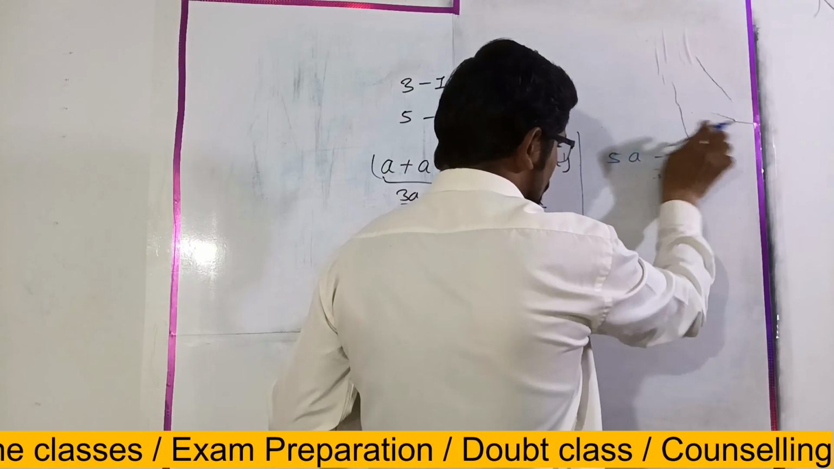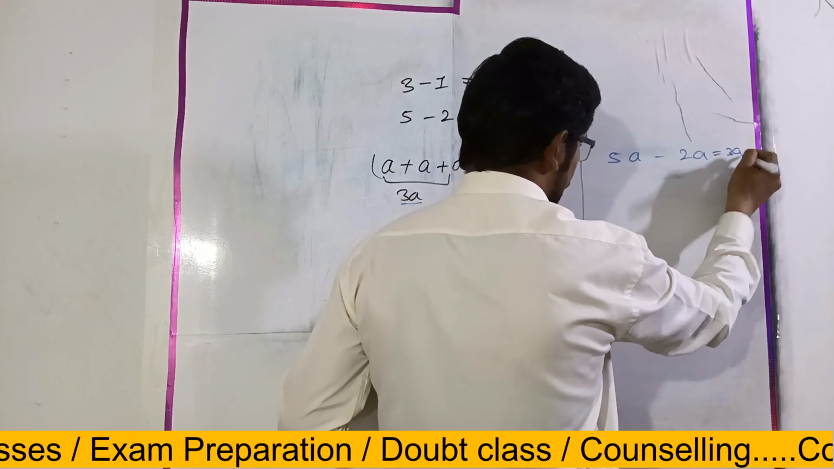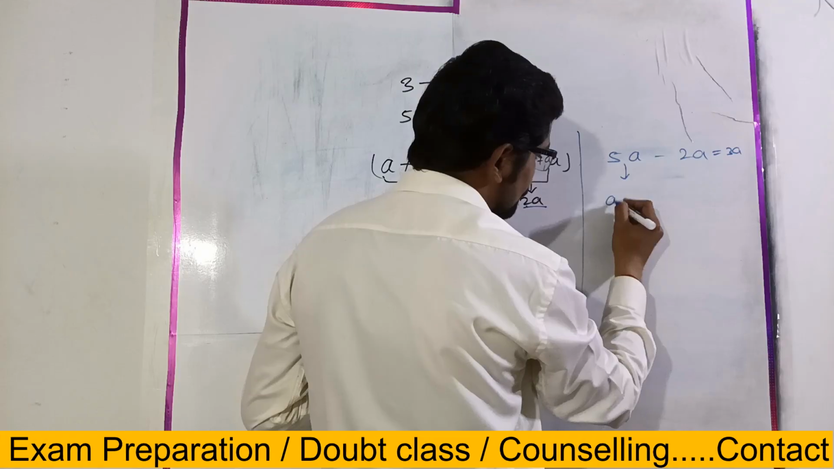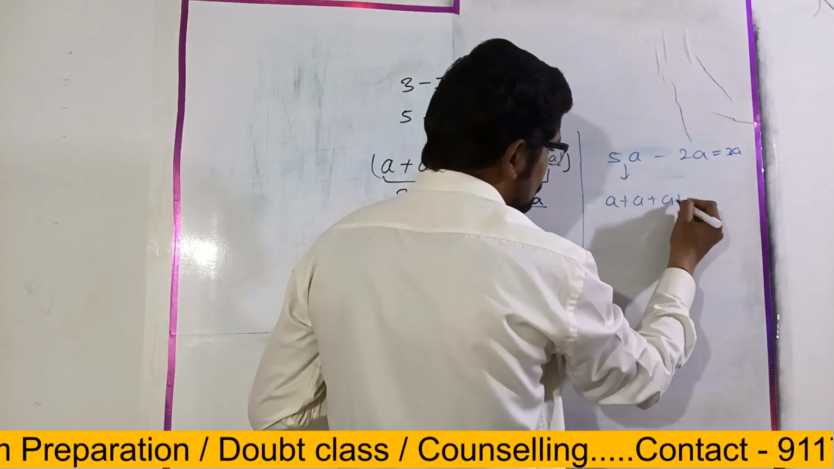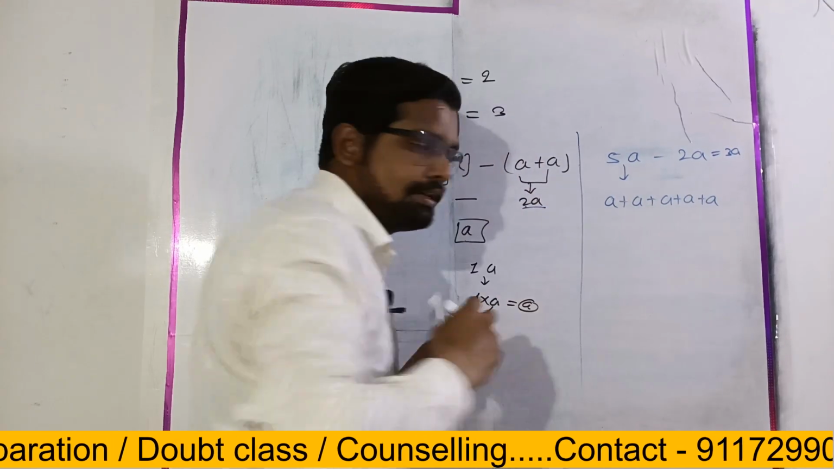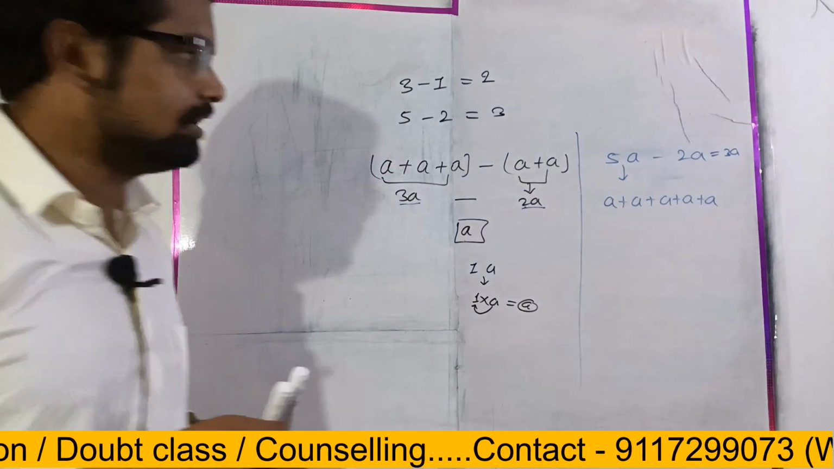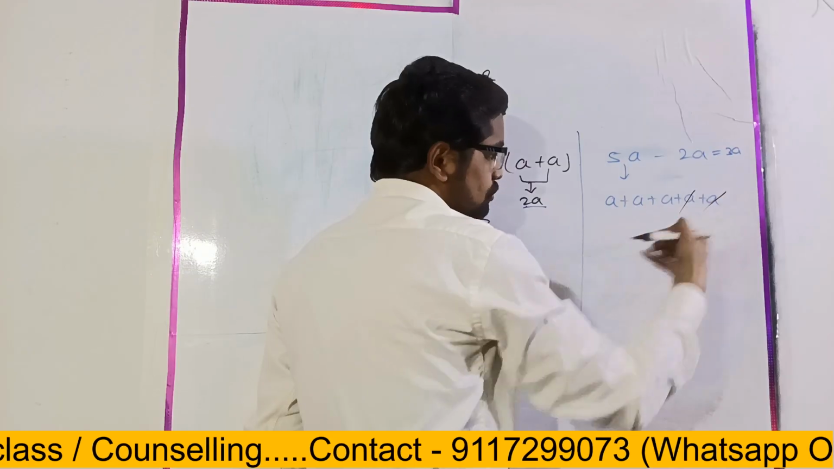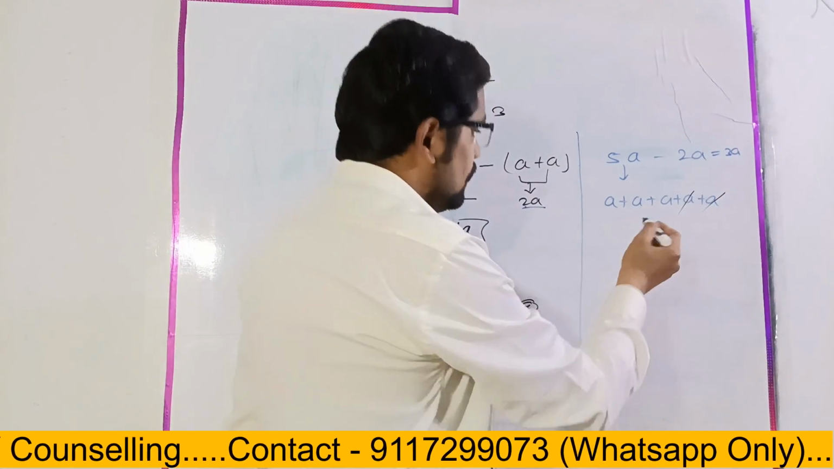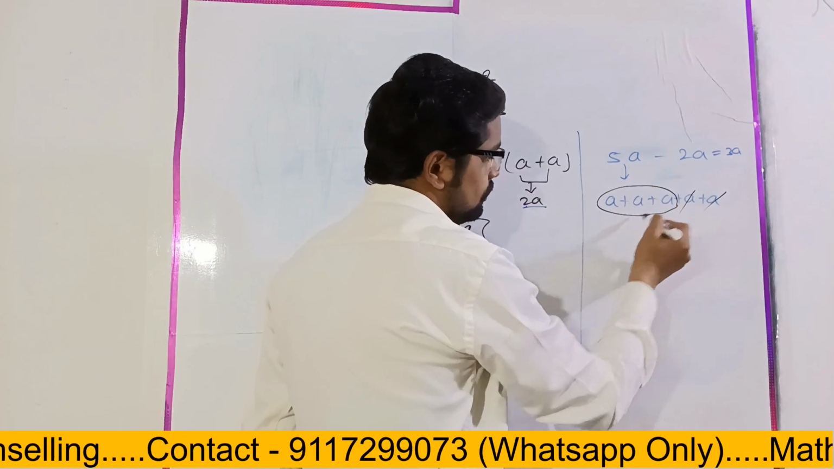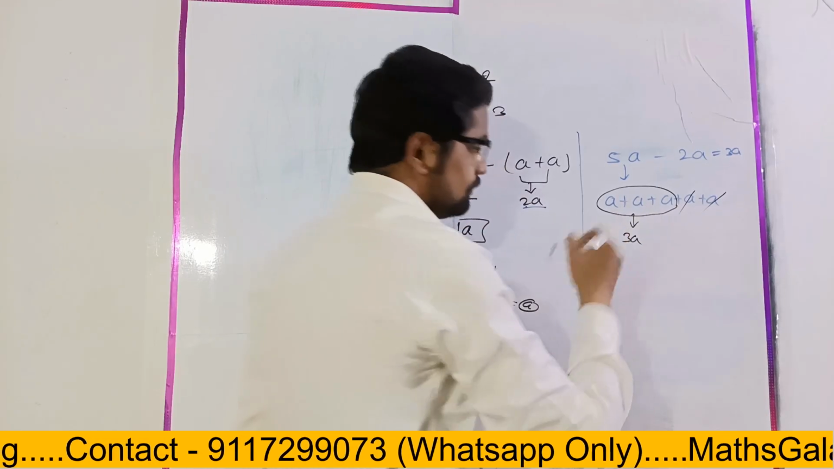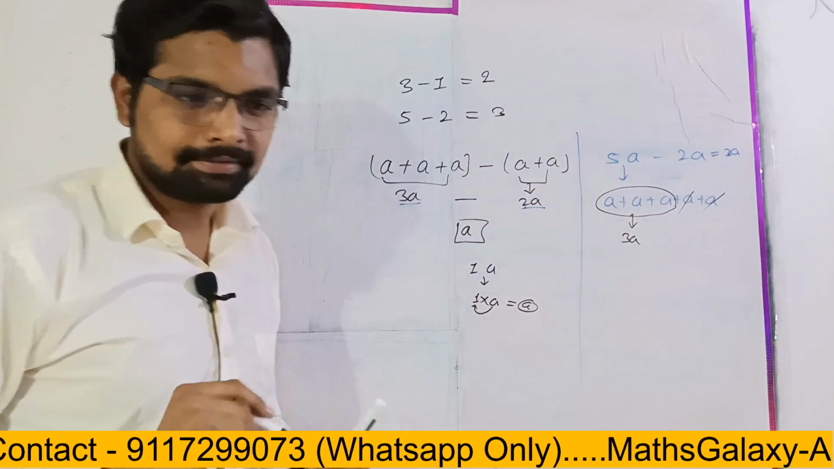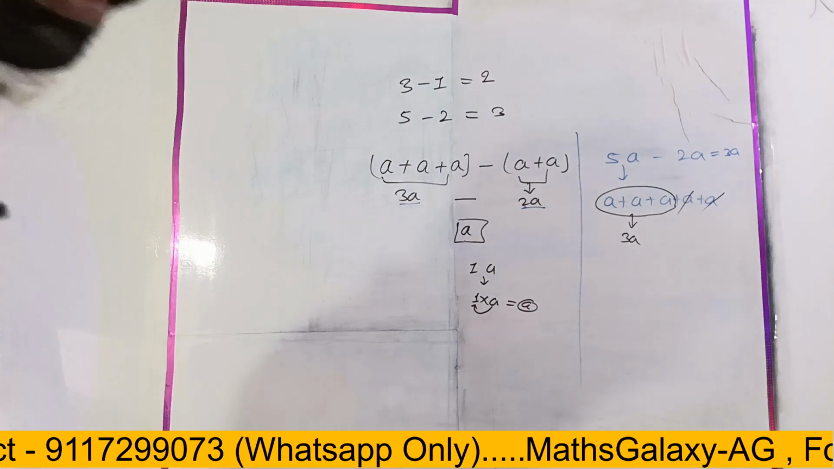Okay, now let's see here. As here it is 5a, meaning a plus a plus a plus a plus a, right? Total 5. We have to subtract 2. So 2 will be cancelled, and as you can see, 3 will be left, so it will be 3a. Is it clear? It's too simple, right?